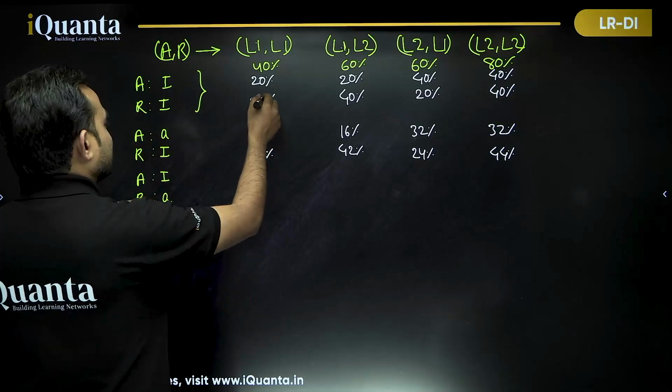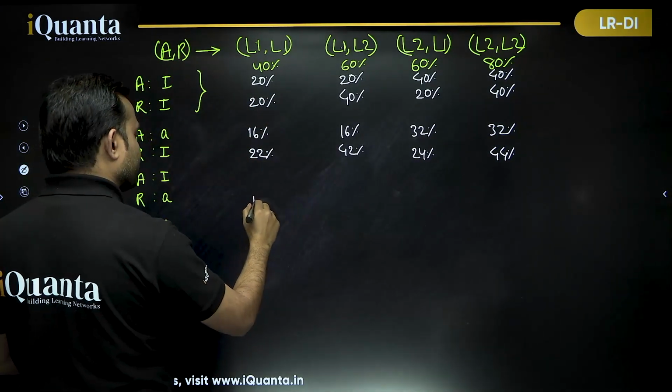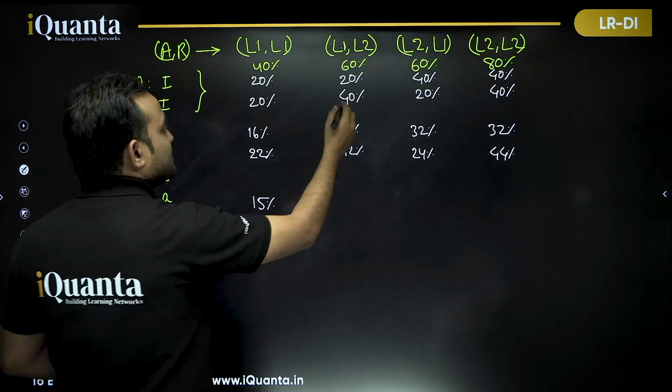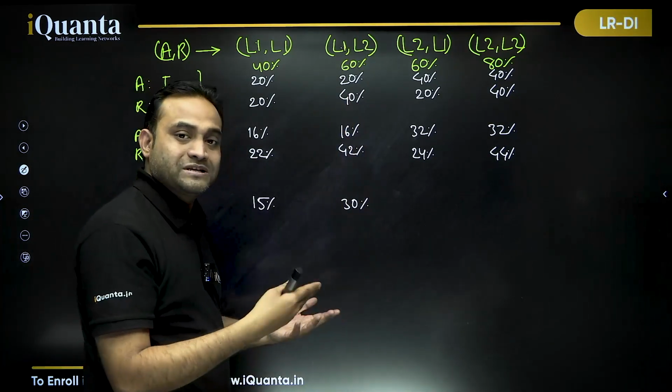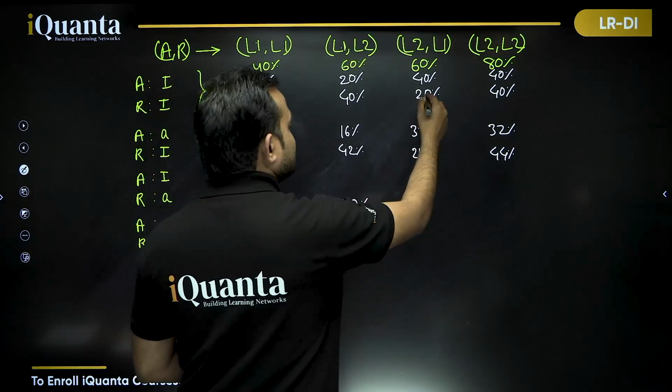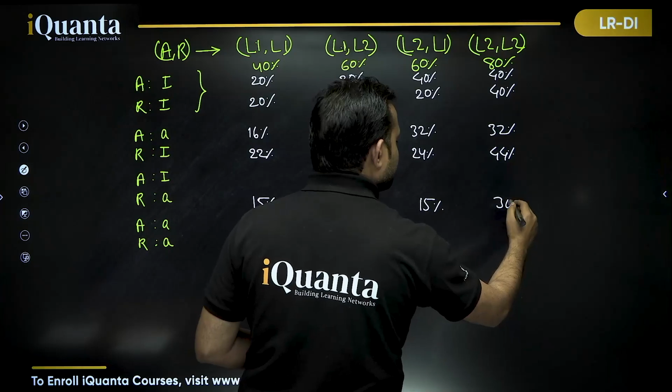So initially it was 20%, remove 25% means 1/4. So this will become 15% here. This will become 30%. 25% of 40% is 10%. So this is 30%. This will again be 15% and this will again be 30%.